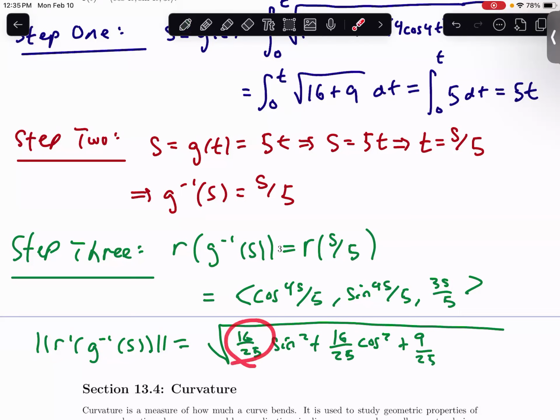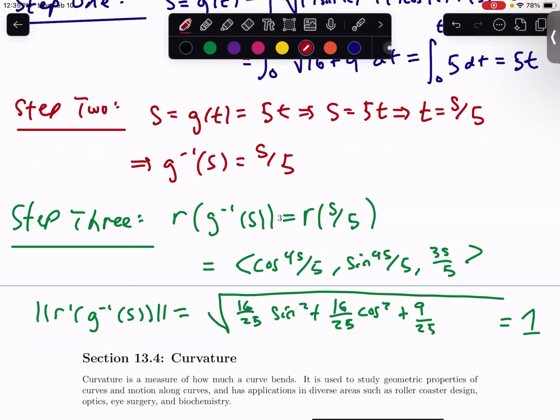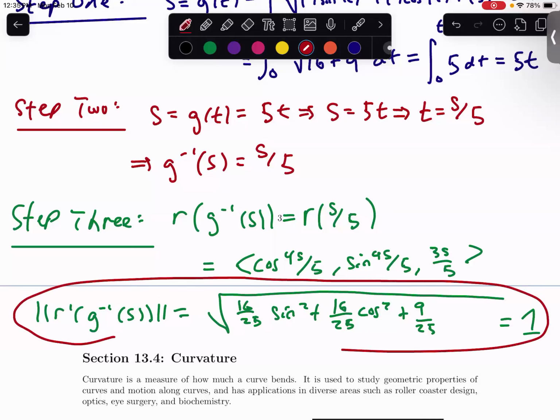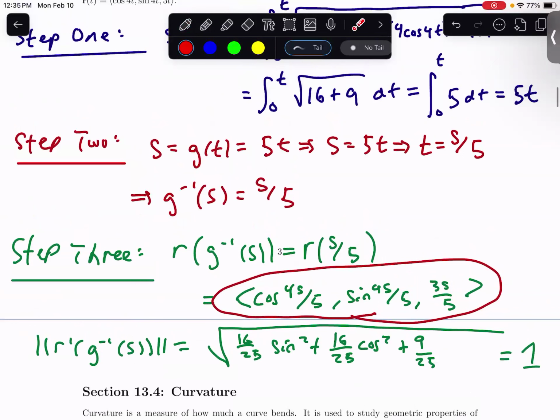So you get 16 over 25 plus 9 over 25, which is just equal to 25 over 25, which is equal to 1. This is something you can verify in more detail on your own, but I just wanted to point out that if you compute the derivative of this vector and then compute the magnitude, it ends up being equal to 1, which is the property we wanted. That was just a check. This is the final answer though. On the exam, if I ask you for an arc length parameterization, you just need to get here. You don't have to verify.